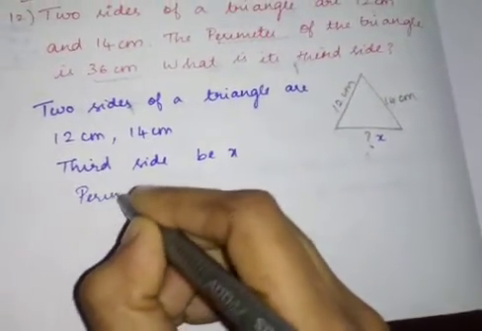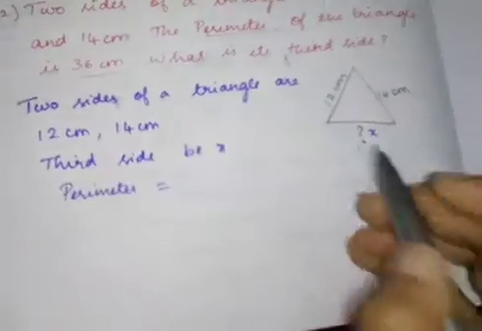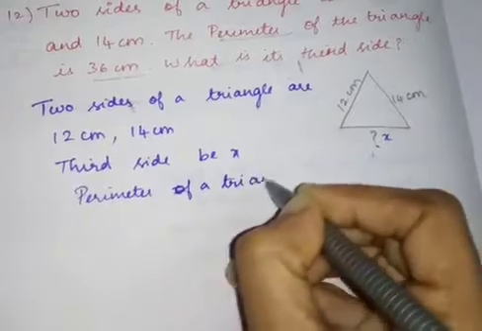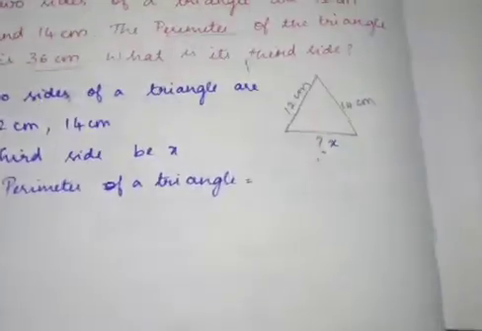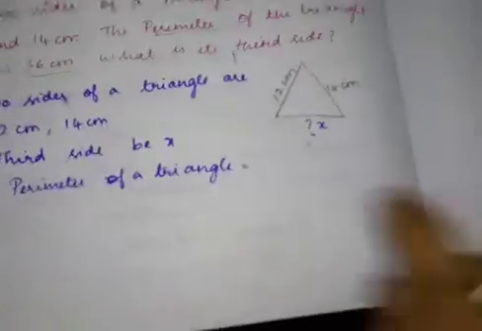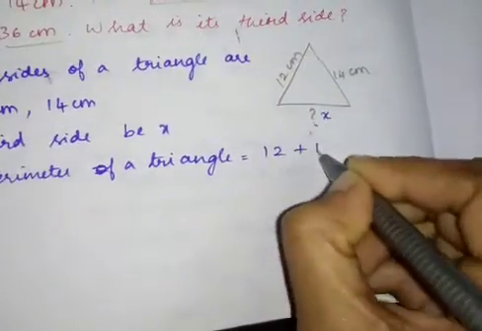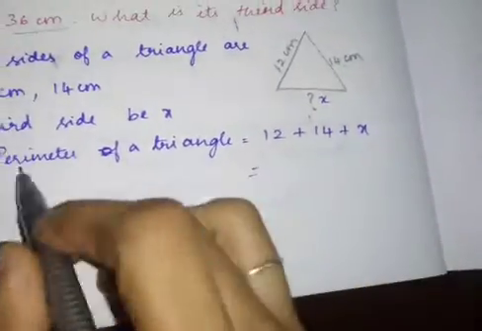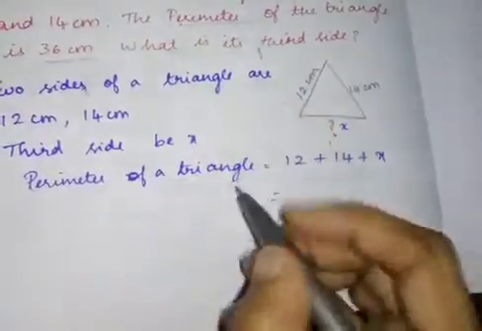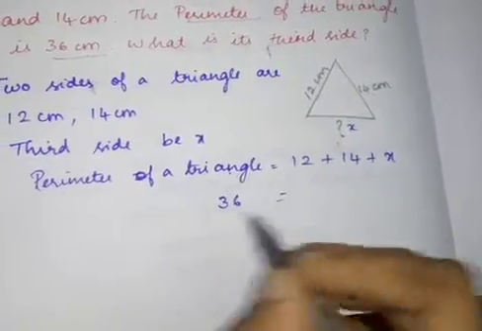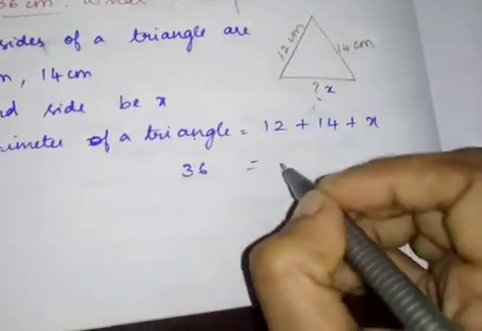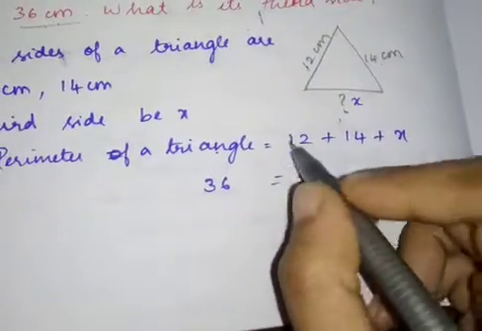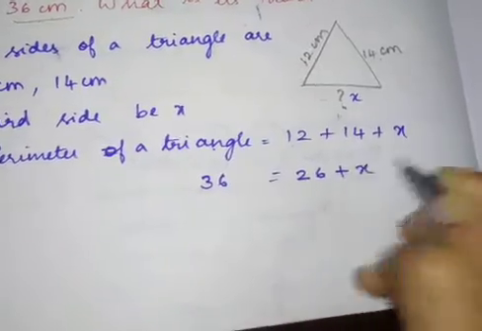What is the perimeter? How will you find the perimeter of a triangle? How will you find it, children? You will add all the three sides, correct? Perimeter of the triangle is 12 plus 14 plus x. Actually, what is the perimeter given here? 36. So, perimeter value is 36. 12 plus 14 is 26. 12 plus 14 is 2 plus 4, 6. 1 plus 1, 2. 26 plus x.